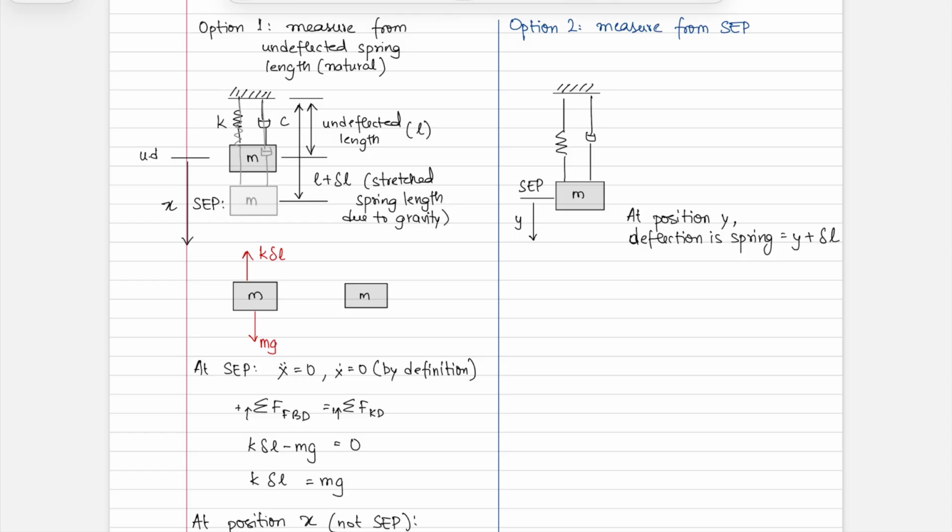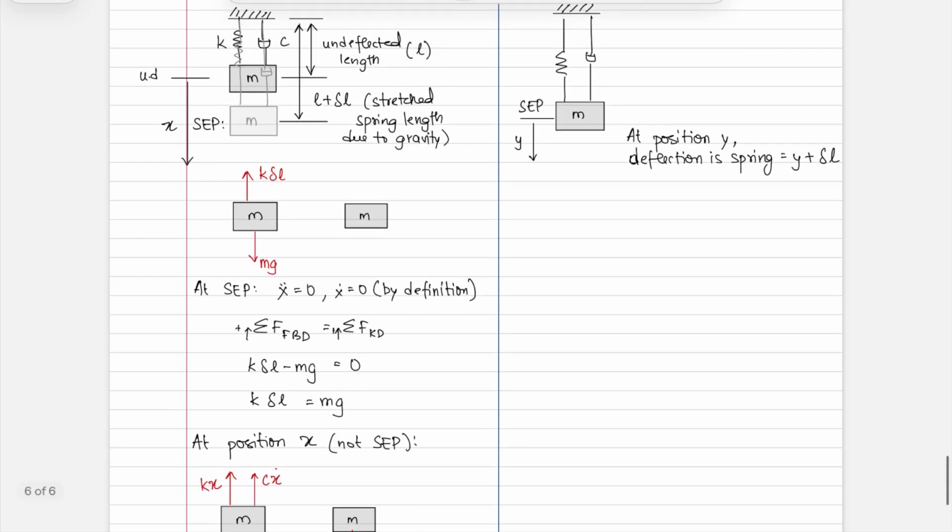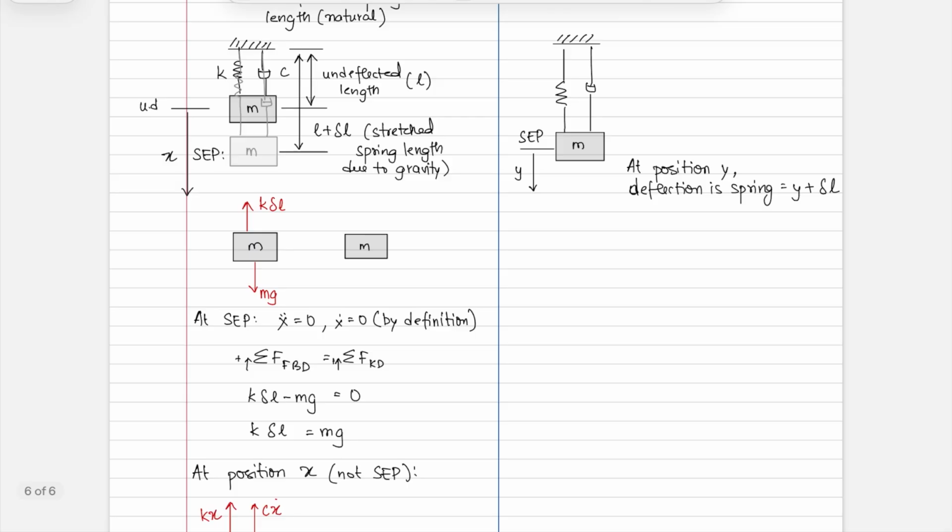And so now, if I were to draw the free body diagram, I'm going to draw it here. On the mass M, you have mg. Upwards, you have the spring force, which is k times (y plus delta L), right? This is the restoring force. It looks at the deflection, which is measured from the natural position, so y plus delta L.